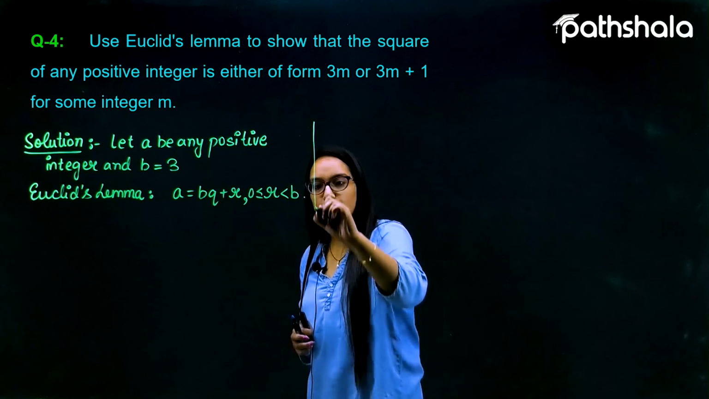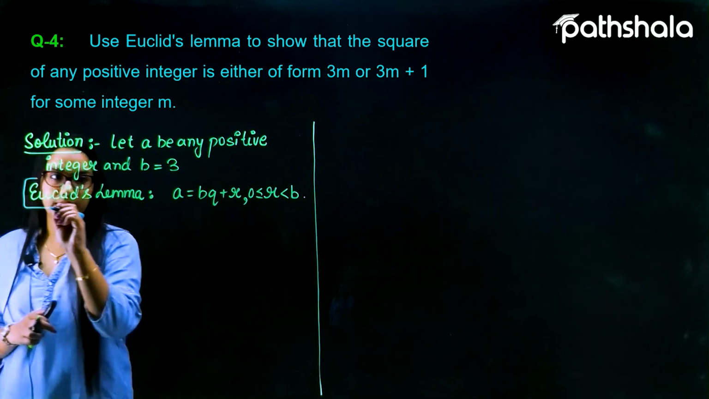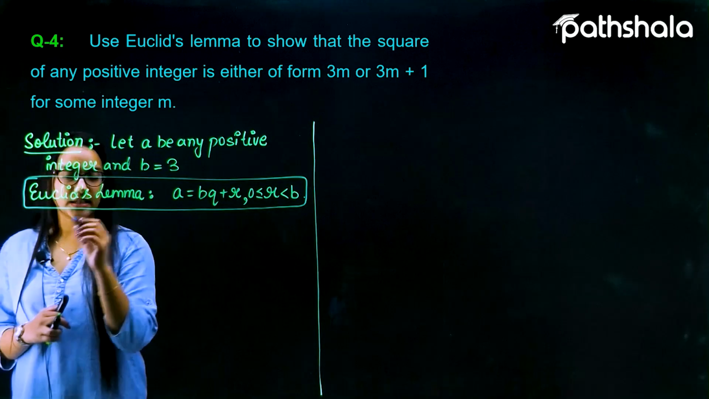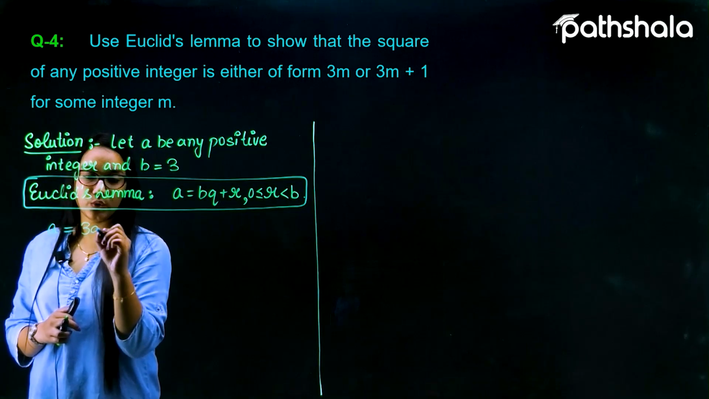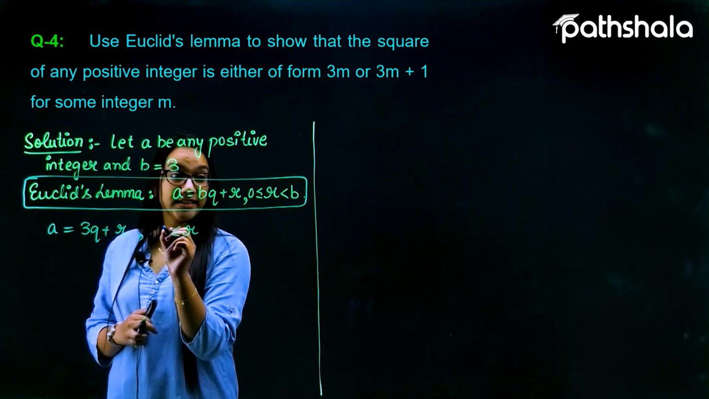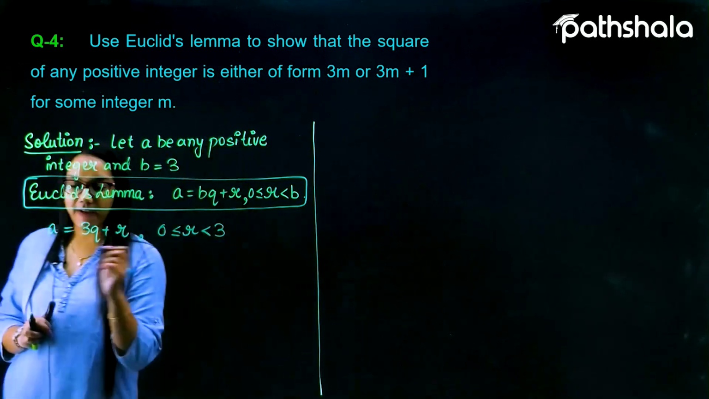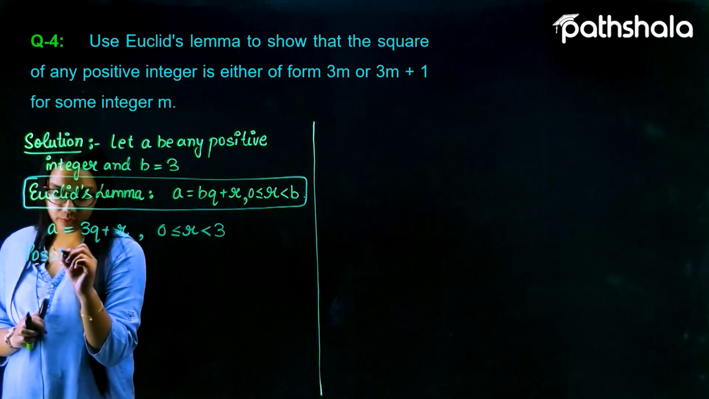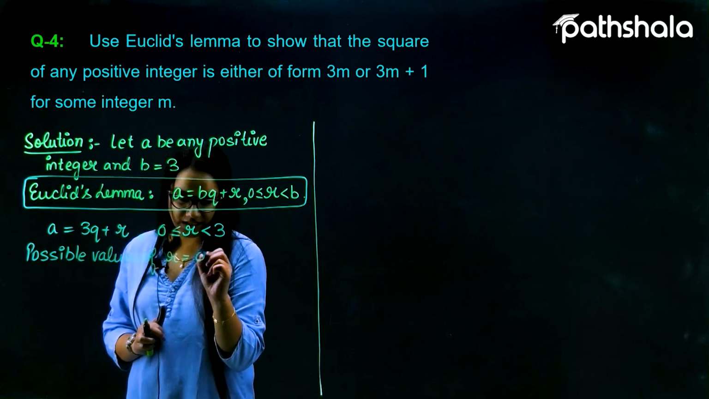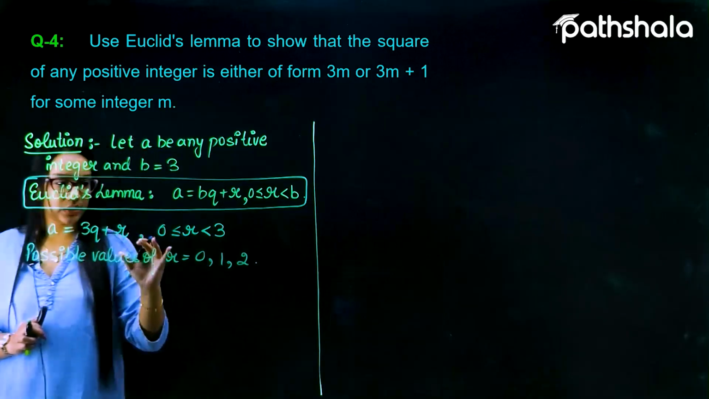So we are using Euclid's lemma here. Substitute the value of b in it. We get a is equal to 3q plus r, and the value of r lies between 0 and 3, where 3 is nothing but b. So the possible values of r can be 0, 1 and 2. It cannot be 3, obviously. So let's start making the cases.